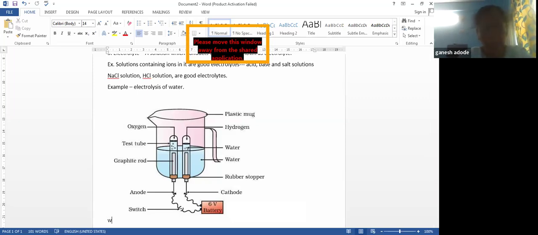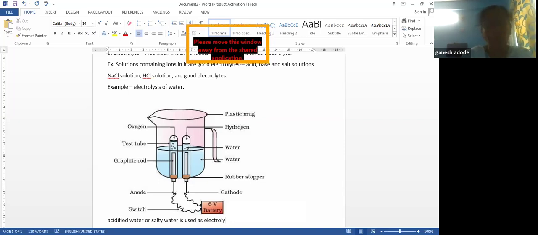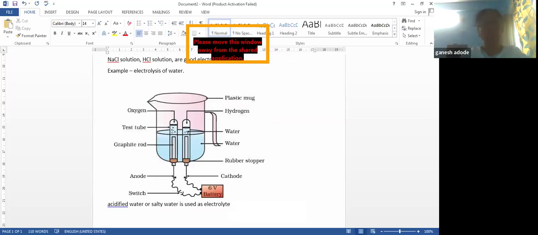Here acidified water or salty water is used as electrolyte, because pure water is a poor conductor of electricity. Acidified water or the salty water is a good conductor of electricity, and therefore in this case we can use the acidified water.